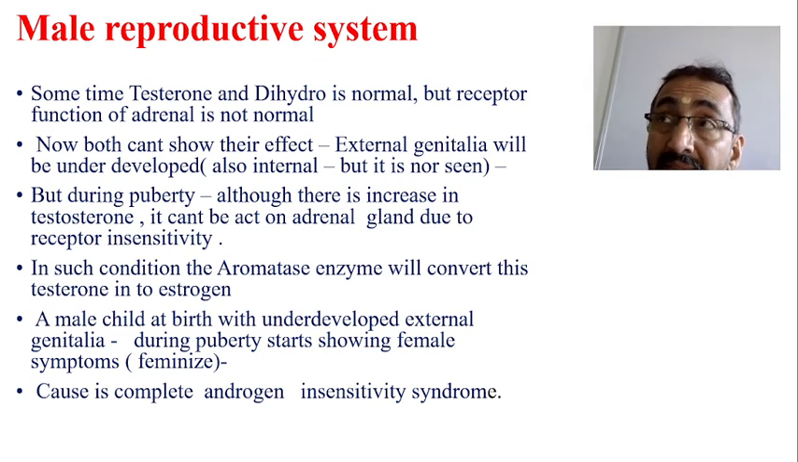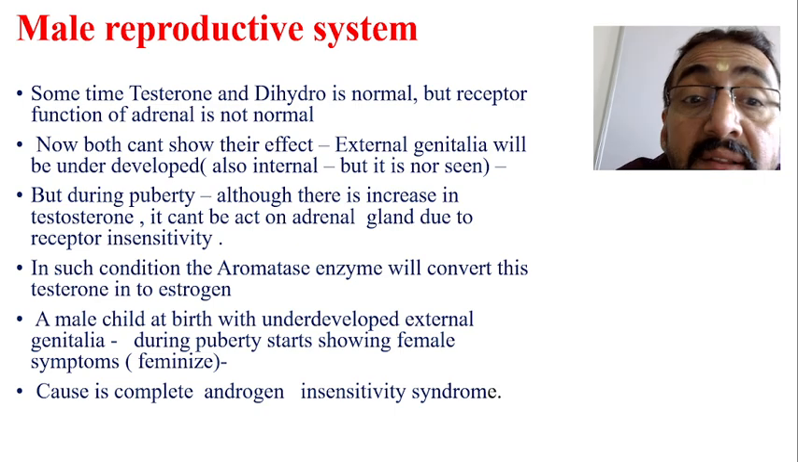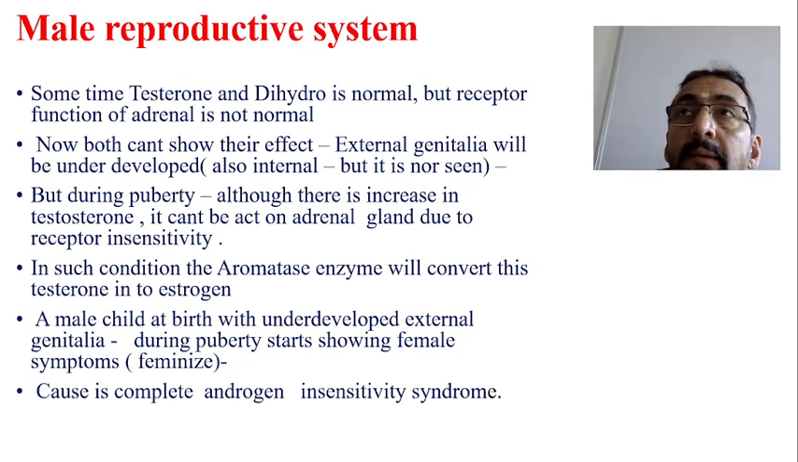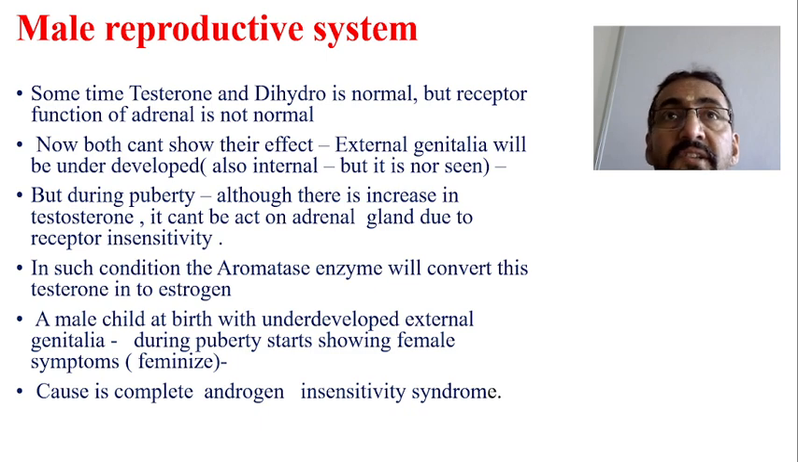What is that? In such condition, the aromatase enzyme will convert. See, in such condition what happens? Aromatase enzyme will be there. See, this aromatase enzyme is there in the male and female both. But in the male it is not acting, in the female it is usually more active. Okay. So here what happens, as the adrenal gland is not receiving this testosterone and dihydrotestosterone, now aromatase enzyme is formed more, and that will convert this testosterone into estrogen. So very peculiar things are taking place.